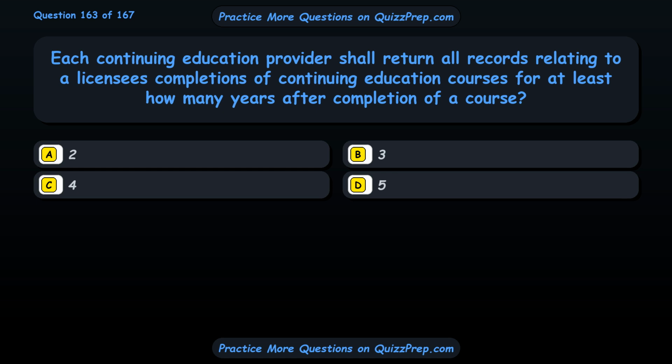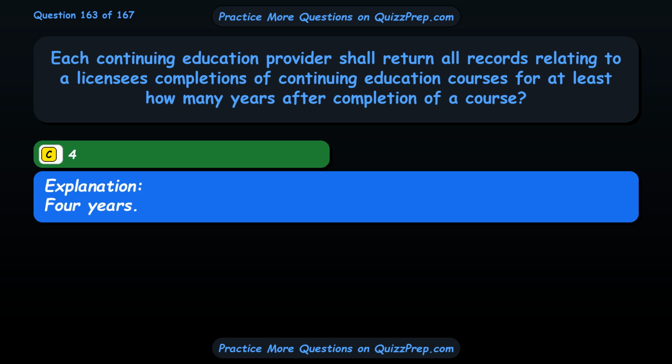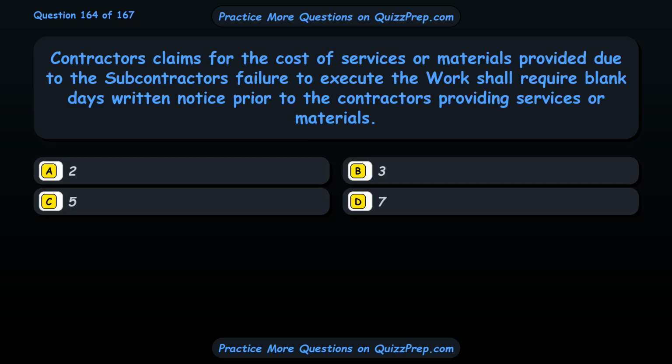Question 163. Each continuing education provider shall retain all records relating to a licensee's completions of continuing education courses for at least how many years after completion of a course? Option A 2, Option B 3, Option C 4, Option D 5. The correct answer is option C, 4 years.